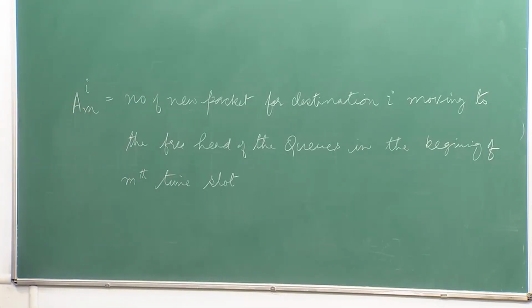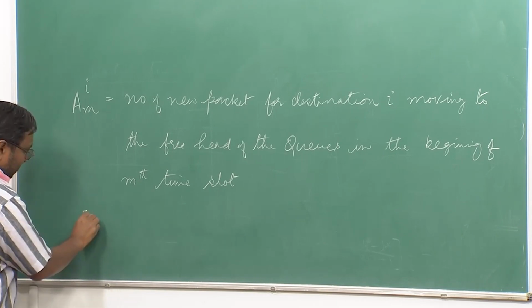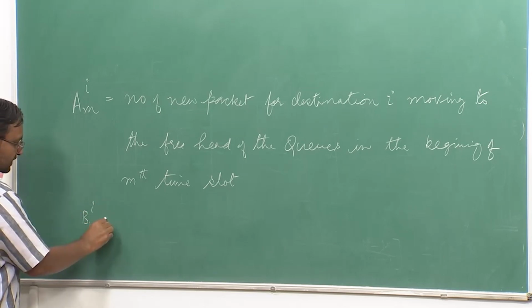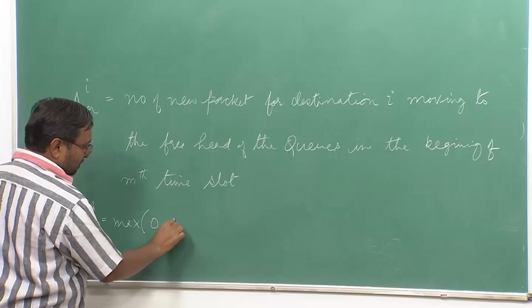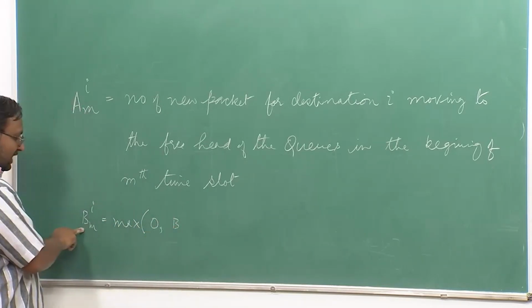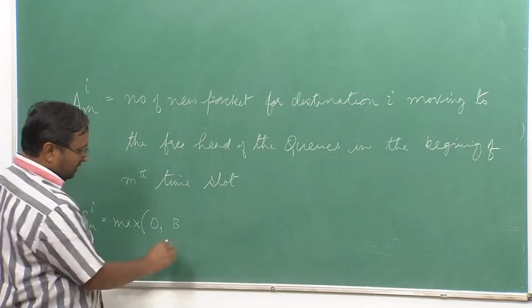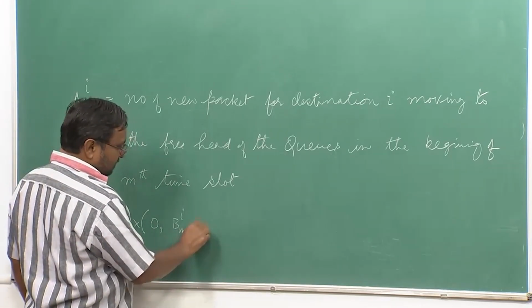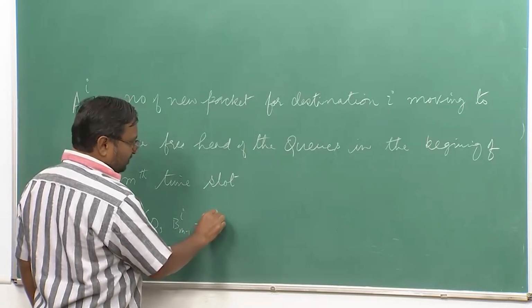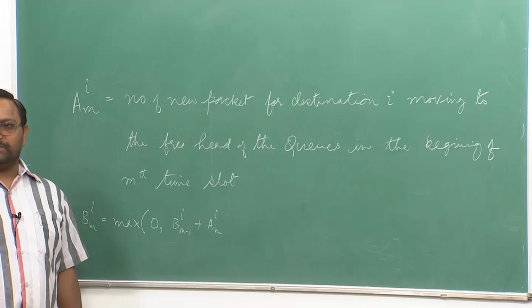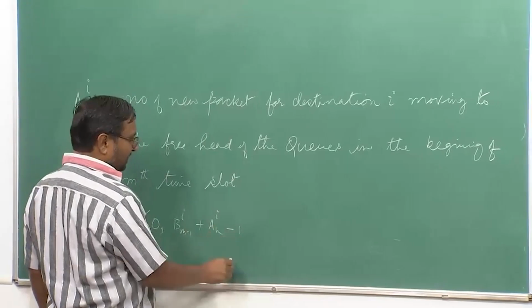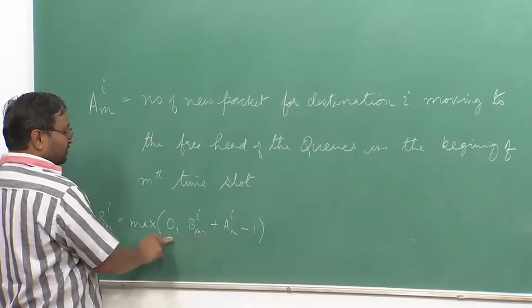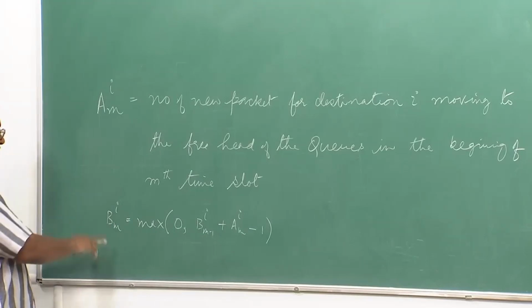So that is what AMI is. Now once you have this, I can very well write that whatever is my BMI should be equal to the maximum of 0, whatever was there before at the end of the m minus first slot, plus there were new arrivals from second position to the first position, to the head of the queues, minus 1, because for an output only one can go out, the maximum of 0 and these two. That is what should be the new value of BMI.